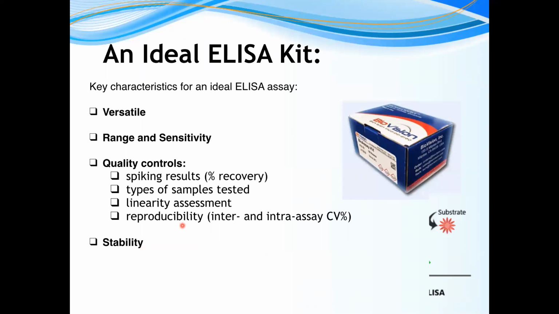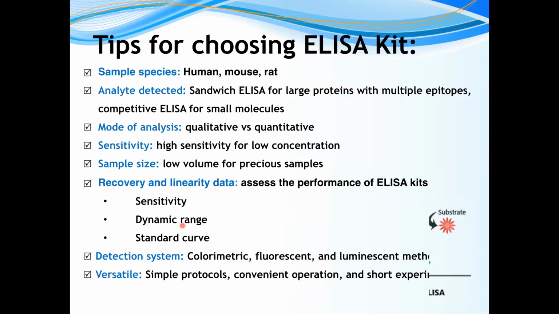Okay, so again, moving forward, I would like to talk about some of the tips for choosing an appropriate ELISA kit. First, it is very important to determine the sample species. We should know the species of the sample, and whether the kit is compatible. The ELISA kit should be able to detect the species of our sample.